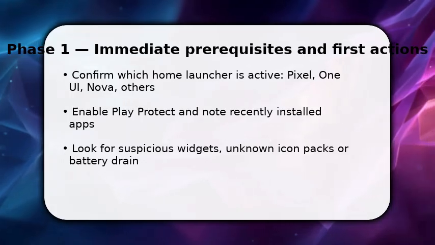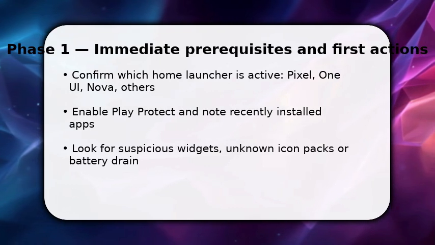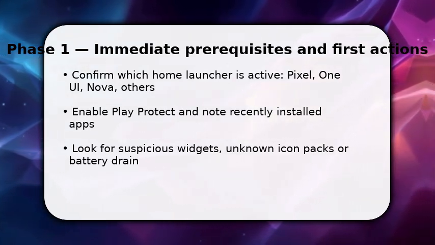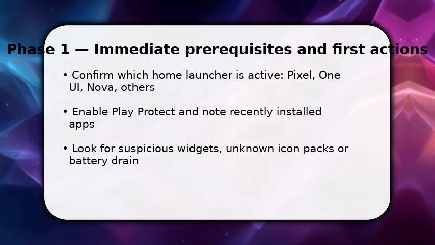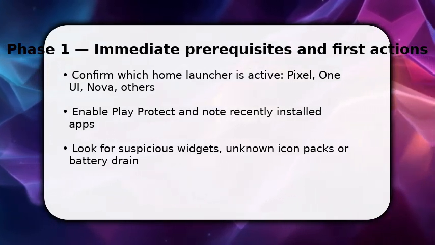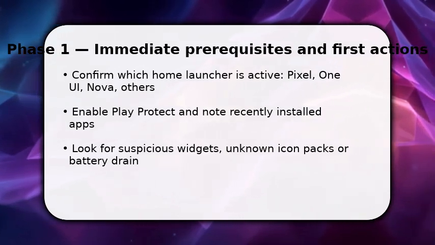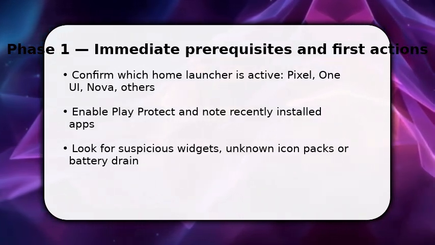You start by finding where the ads originate. This matters because home screen ads come from either the launcher, a widget, or a rogue app. Open Settings, go to Apps, and sort by recent installs. This reveals likely culprits. Once done, tap any unfamiliar app and choose Uninstall or Disable.